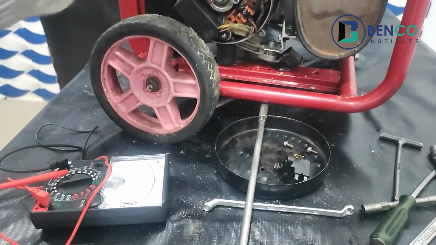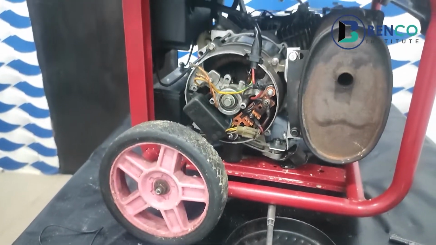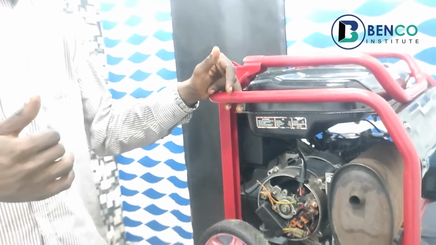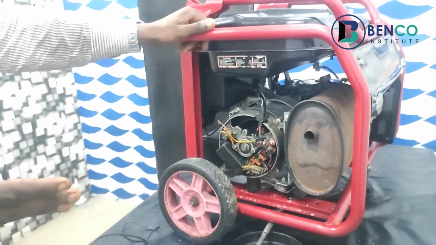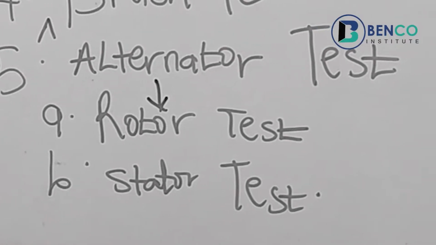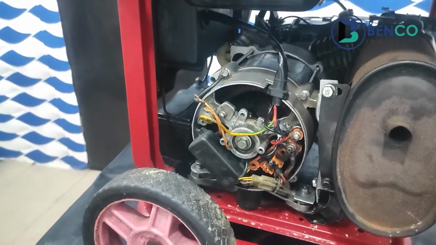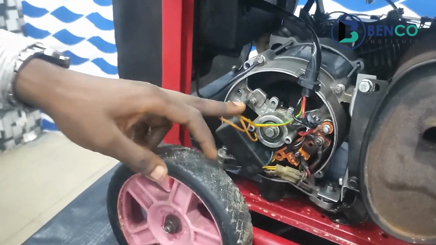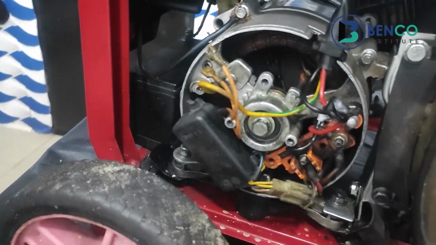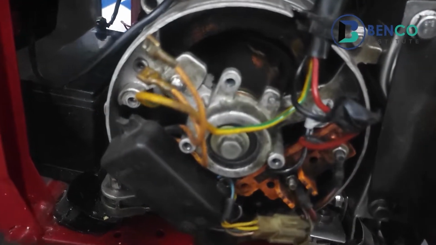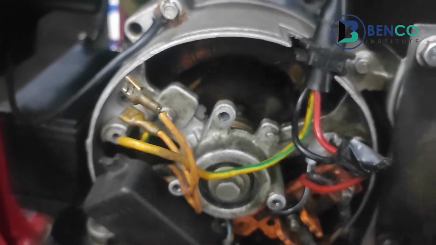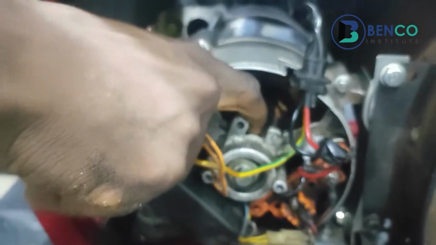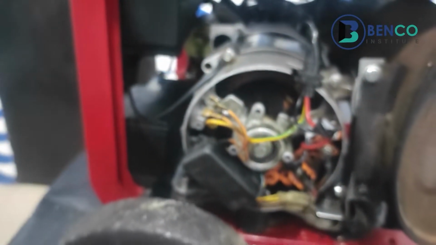What other test do we do now? If you go back to the theoretical explanation on the whiteboard, we said we'll be looking at the alternator. Up next is the alternator test. The alternator is made up of two parts. We have the rotor, which is this. It rotates. The reason it's called the rotor is because it rotates. I just hope you notice that it rotates. That's the rotor.